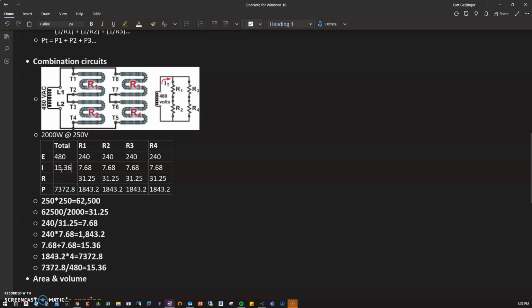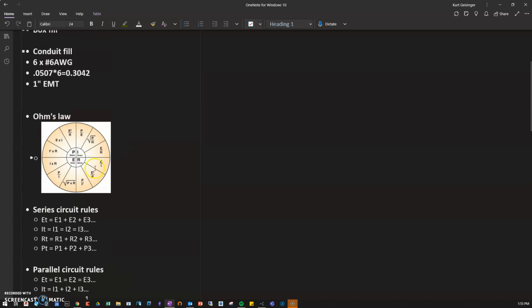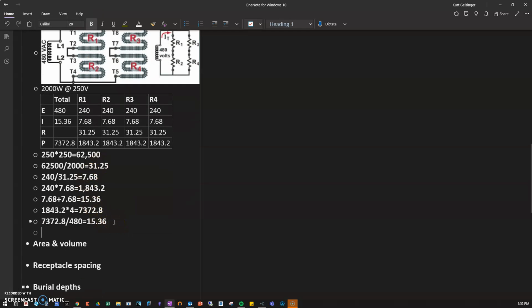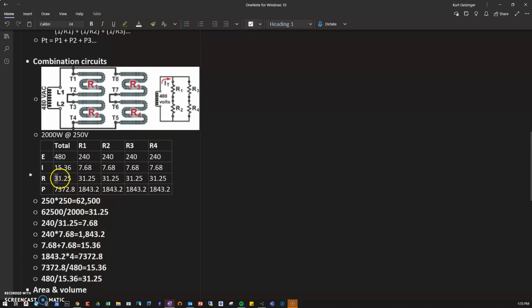And if you remember, what did we calculate this amperage to be when we sort of did it the long way? What do you know? Exactly the same, right? No difference. And then lastly, I can find R. I can use basically any formula I want to use. I'm going to say E divided by I. Sounds pretty simple. Let's avoid those squares if we can. So I'm going to say 480 divided by 15.36. 31.25.